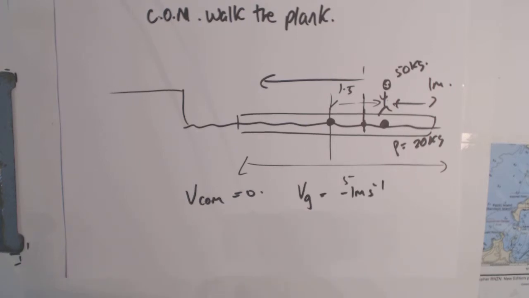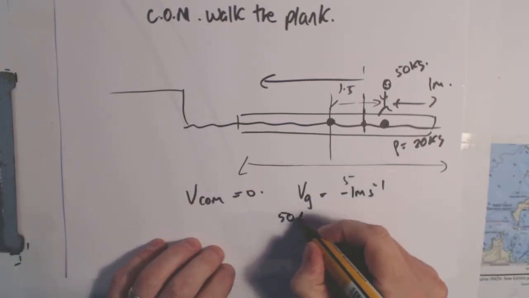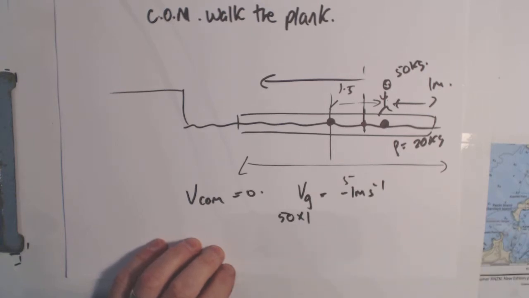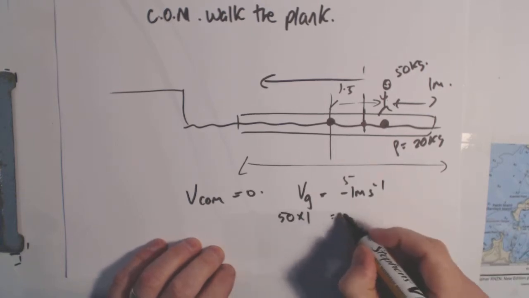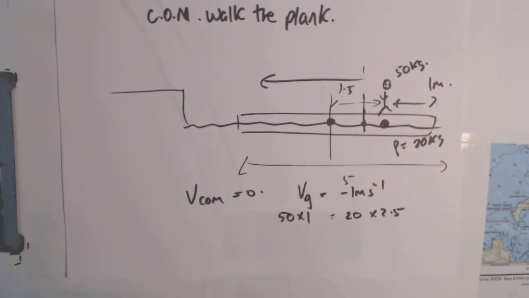And for conservation of momentum to happen, then the girl's 50 kgs is going left at 1 meter per second, so that's 50 times 1, then the momentum of the plank must be equal and opposite, which is 20 times 2.5. So the plank must be going at 2.5 meters per second to the right. Alright?